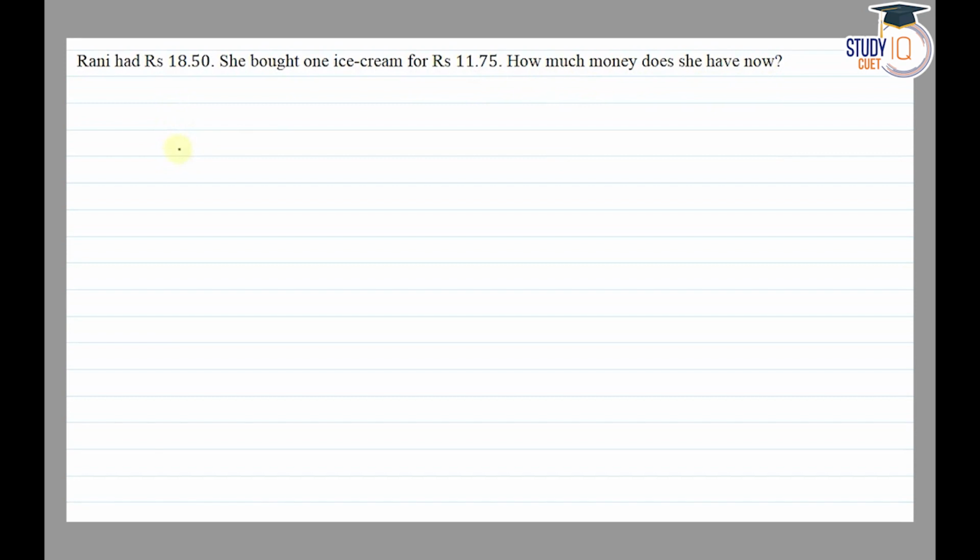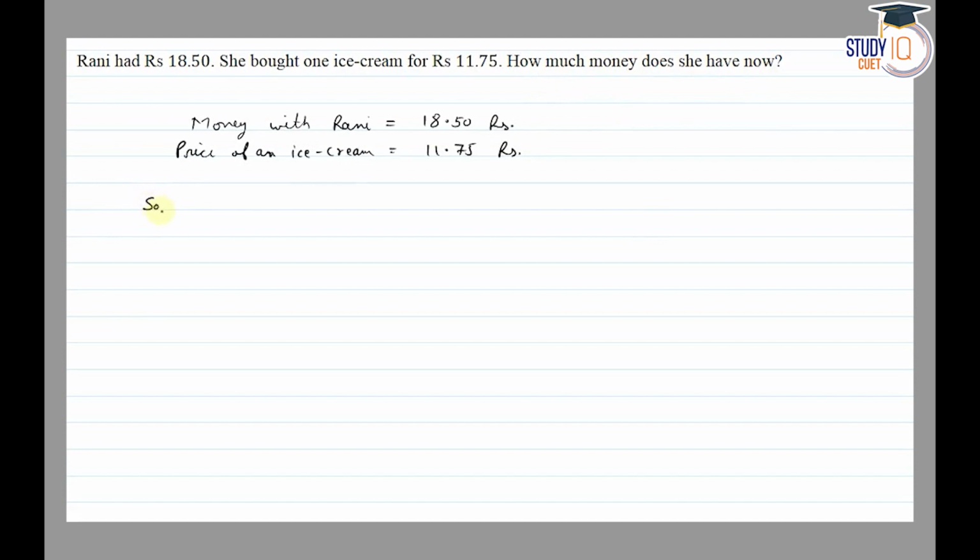So हमें given है money with Rani is equal to हमें given है 18.50 rupees and price of an ice cream is equal to ये भी हमें given है 11.75 rupees. तो हमें find out करना है how much money does she have now.